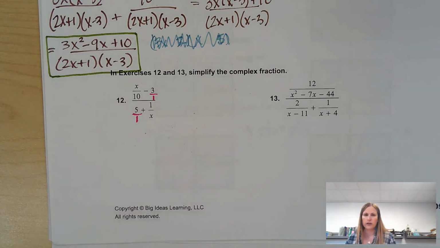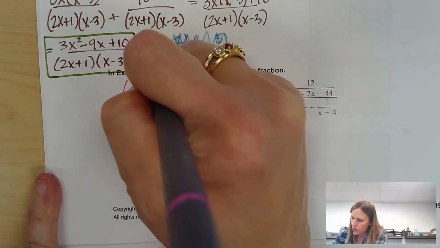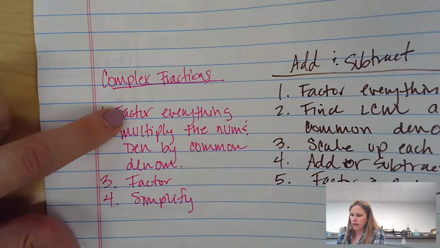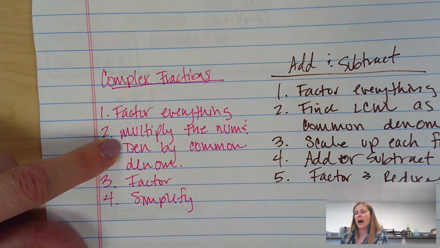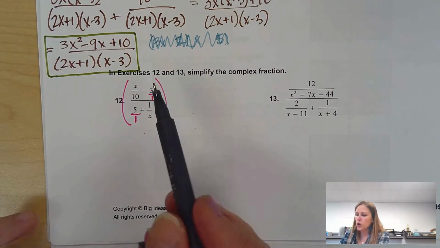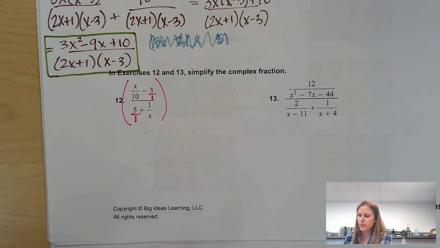So I factored everything. Well, it was easy. There's nothing needed to be factored in this one. So step number 2, so we factored everything, step number 1. Step number 2, multiply the numerator and denominator by a common denominator. Okay, so you need to find one common denominator between 10, 1, 1, and x.